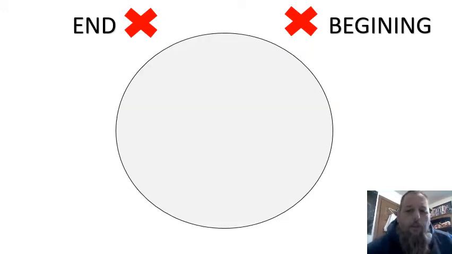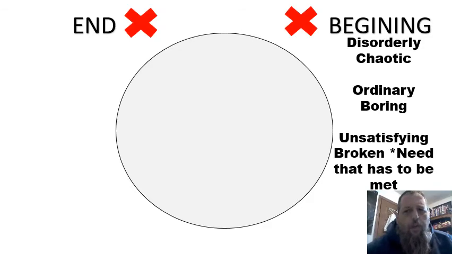So we're just going to get rid of the rest of that junk, the rest of the noise on that graph, and we're just going to have a circle. And we are going to work clockwise from beginning to end. Ordinarily, our beginning starts with what's called the ordinary world. Things are out of whack, they're disorderly, they're chaotic, they're not the way they should be, or they could be ordinary or boring.